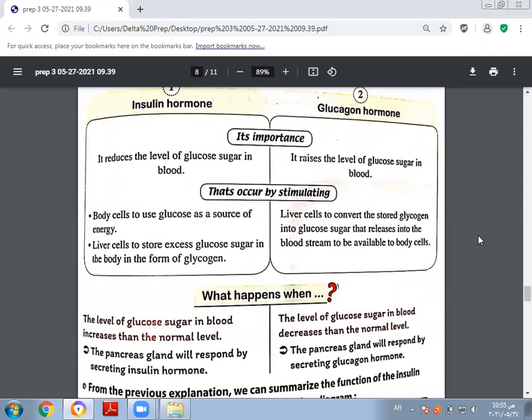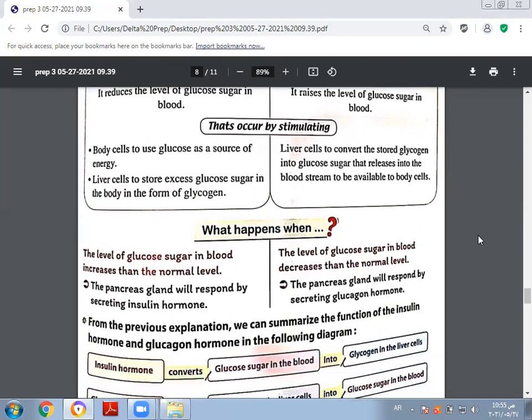And for glucagon hormone, it antagonizes the action of insulin hormone. So glucagon hormone's importance is to raise or increase the level of glucose sugar in the blood, and that occurs by stimulating the liver cells to convert the stored glycogen in the liver into glucose sugar that is released into the bloodstream to be available for the body cells.